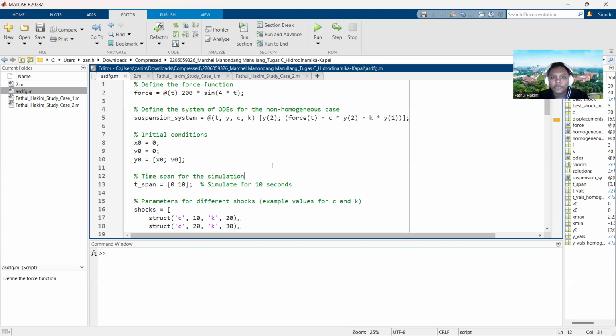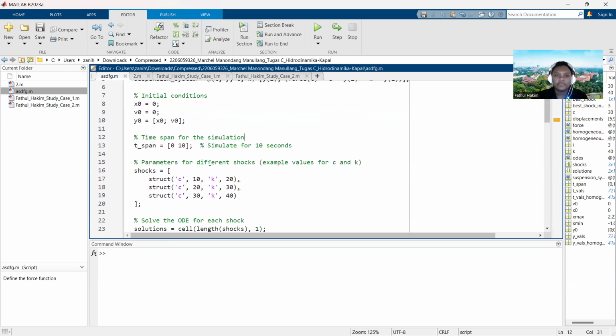Now, going to MATLAB. First, we must define the initial thinking about the problem and the idealization. The idealization itself is the formula that is given in the question. Then we define the force function like usual, it's f(t) equals 200 sin(40t). Then we define the ODE of the non-homogeneous case, which is the suspension system variable that I put there. You can name it anything you want, it's only a variable. Then the initial condition, where the velocity and the x are all 0.